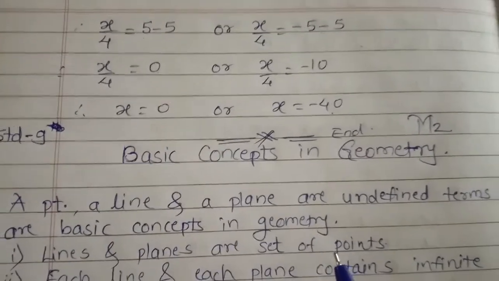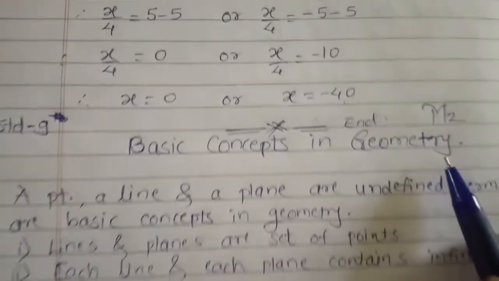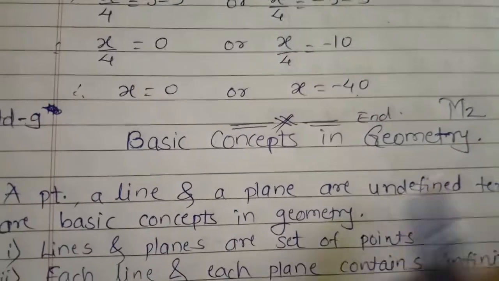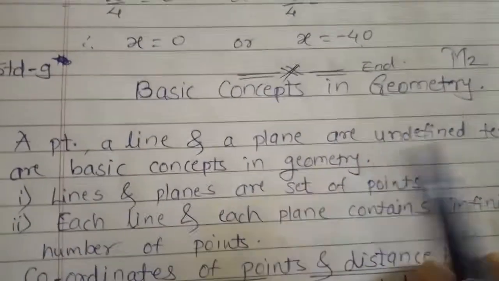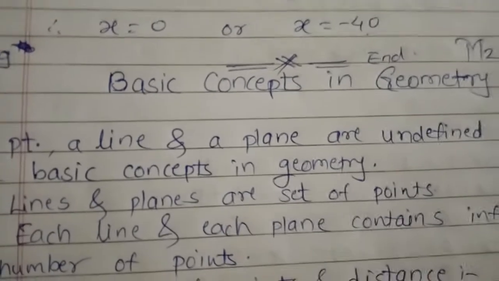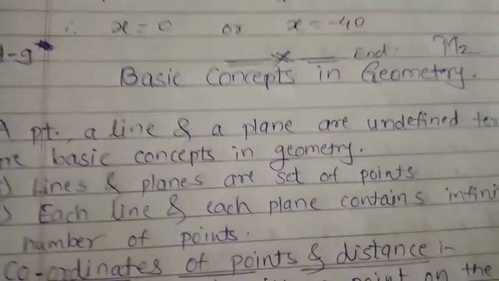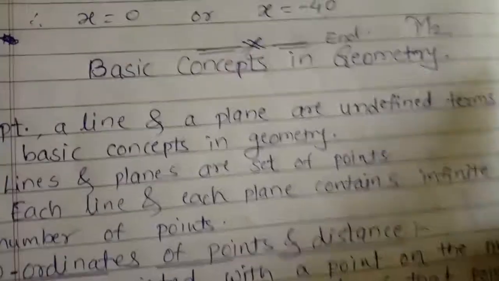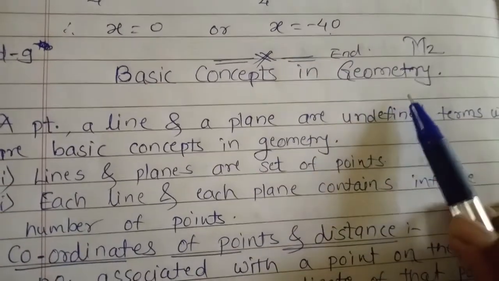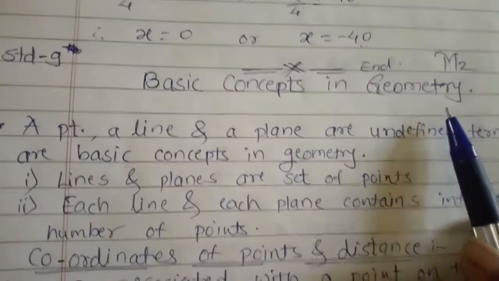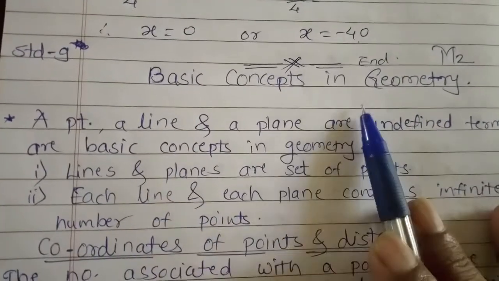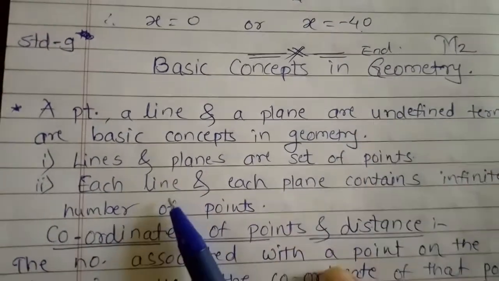Hello students, today we're going to start the geometry section of the 9th standard, that is M2, and the first chapter, that is the basic concepts in geometry. Up to 8th standard you learned that there is only one book for mathematics, but from 9th standard there are two books for mathematics. One is for the algebra section, which is called M1, and the second one is for the geometry section, which is M2. So the first chapter is regarding the basic concepts in geometry.